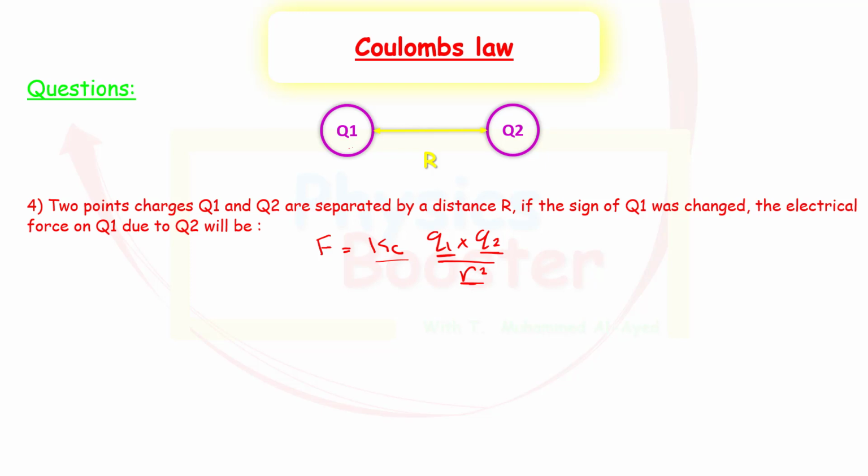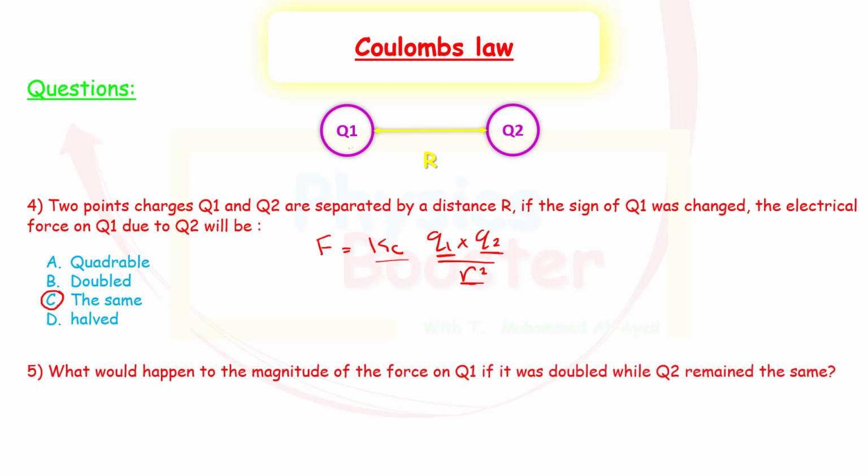Even if we didn't read the options yet, we see that we have: it will be quadruple, it will be double, it will be the same, it will be half. The answer will be the same because nothing changed, only the sign. And we said that the sign does not affect the amount of force. It affects the direction of the force, but it does not affect the amount of the force. So it was a little bit tricky.